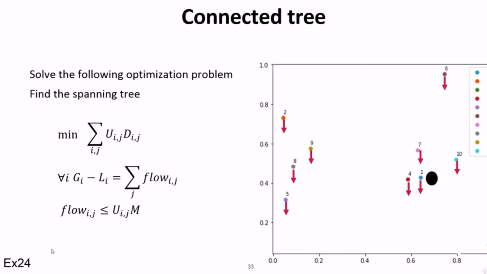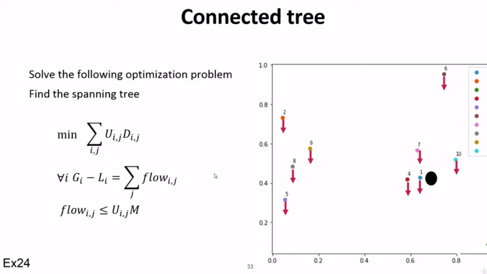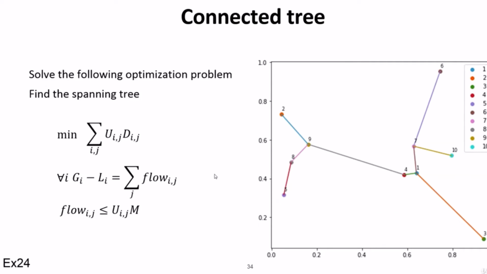And there's also another condition. The flow only can exist on the lines that are connected to each other. Let me give you an example. For example, if 1 is connected to 4, then uij is 1. Then flow can get a non-zero value. So the flows are assumed to be positive as well. Okay, so if I solve that, then the connected tree can be found.